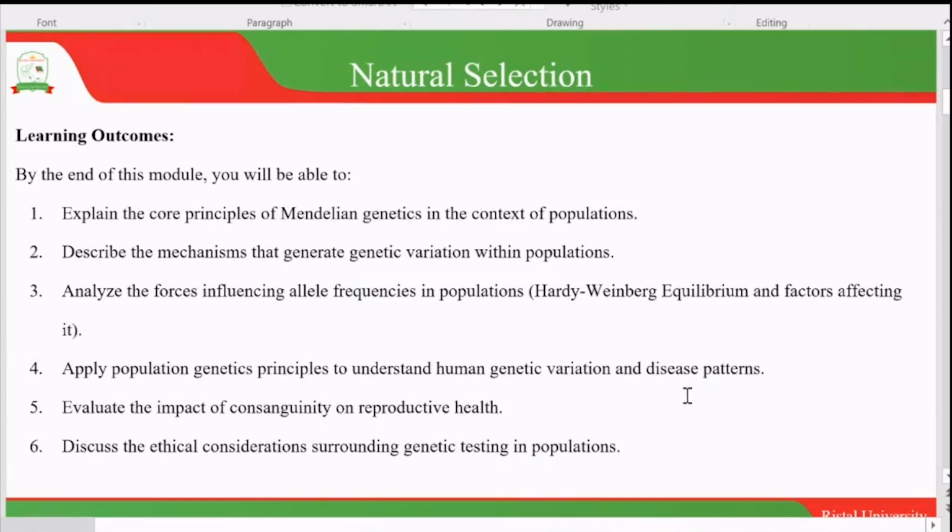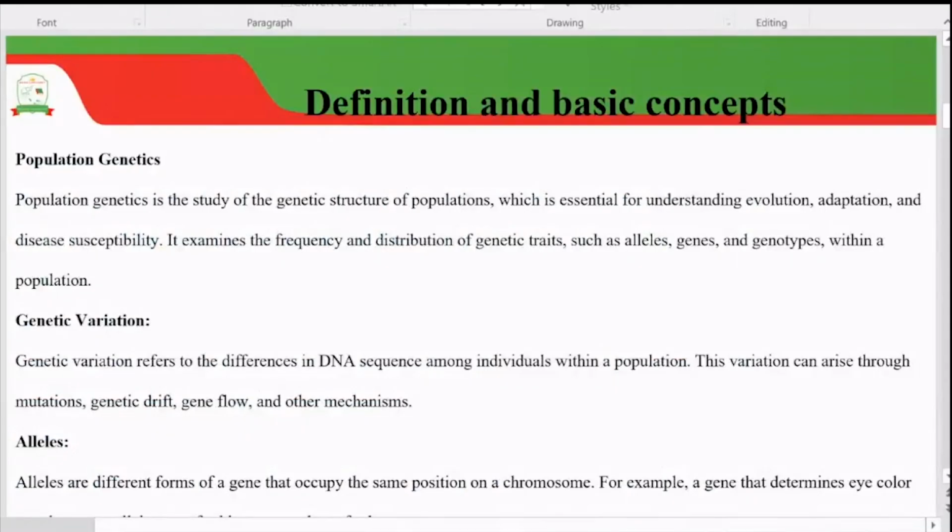And therefore, by the end of this particular lecture or module, if you're able to understand these main objectives, we want to go through the definitions and the basic concepts in population genetics.